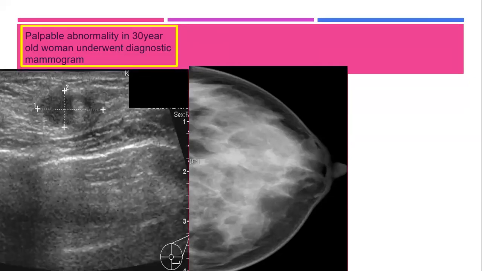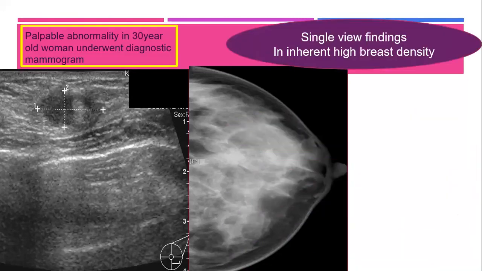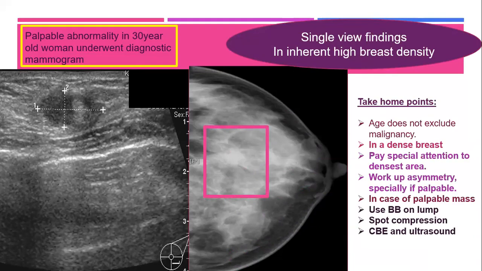For this single view asymmetry we did an ultrasound for her, and it demonstrated an indistinct heterogeneous mass, which was invasive ductal cancer. So this is a single view finding as well as inherent high breast density. See, there is a lesion here. So a single view asymmetry does not exclude malignancy.